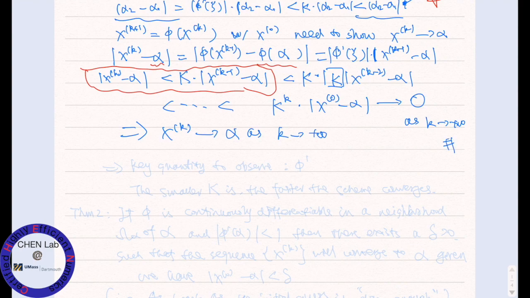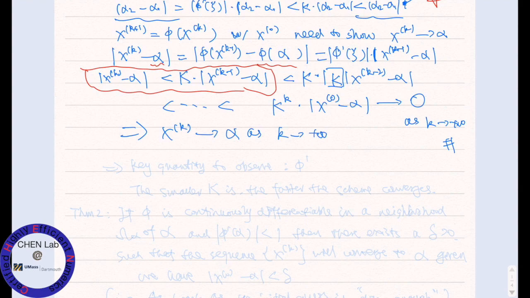So that's what gives the name the contraction, right? The contraction. So the difference, the distance, is contracting to 0, right? The xk is contracting to alpha. The phi prime provides a force for the contraction, right? It's a contraction property of the fixed point iteration.